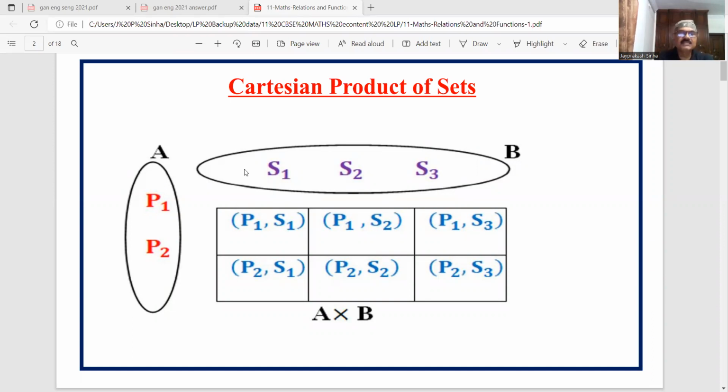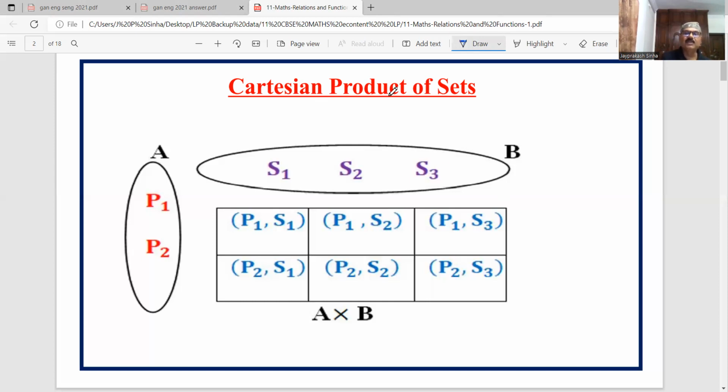If there are two sets A and B, set A is having two elements P1 and P2 and set B is having three elements S1, S2 and S3. Then if we take the Cartesian product of set A with set B, means A cross B, what will be the elements in this set? That we are going to see. Set A is having two elements P1 and P2. Set B is having three elements S1, S2 and S3.